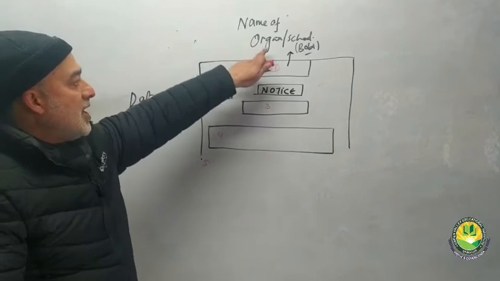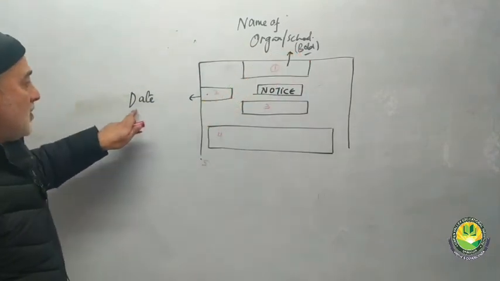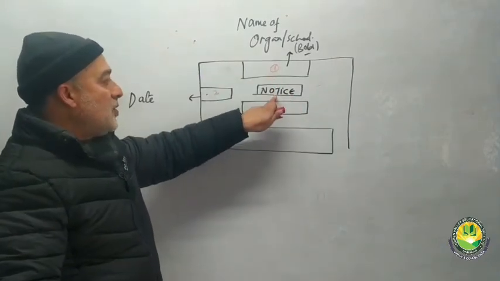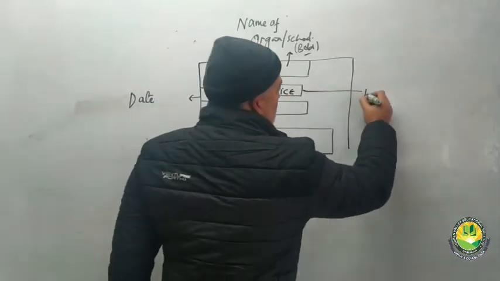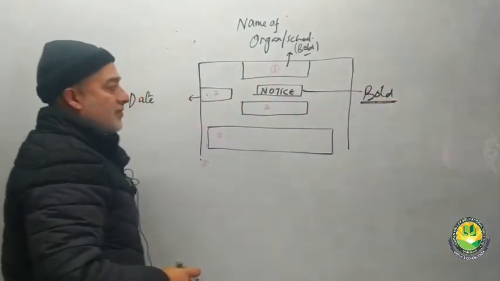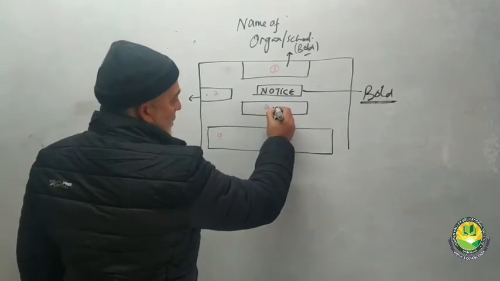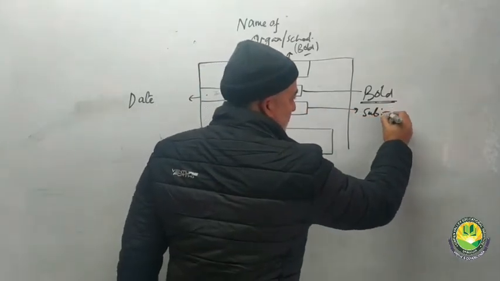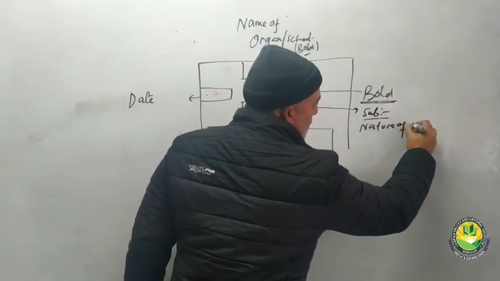Section 1 covers the name of the organization or the name of the school. Section 2 covers the date. Between 1 and 3, write down the word NOTE in capital letters, and if possible write it in bold letters. After that, this section is similar to the subject of a letter. We call it the nature of the note.